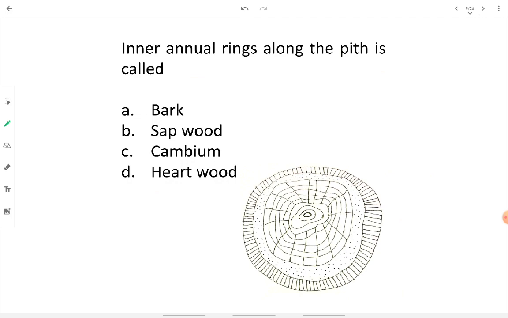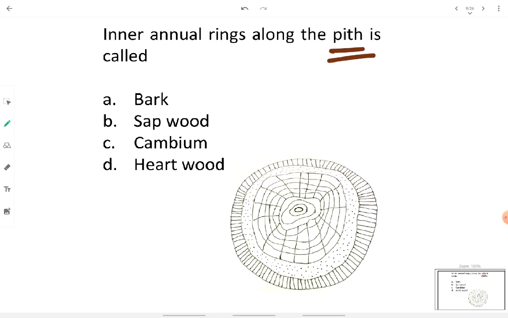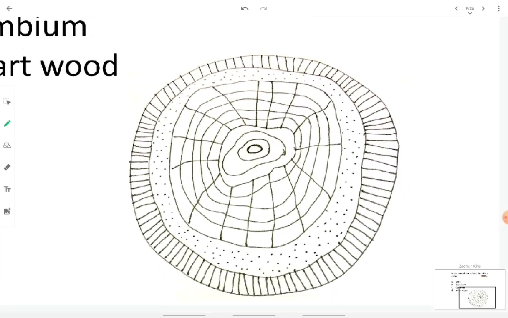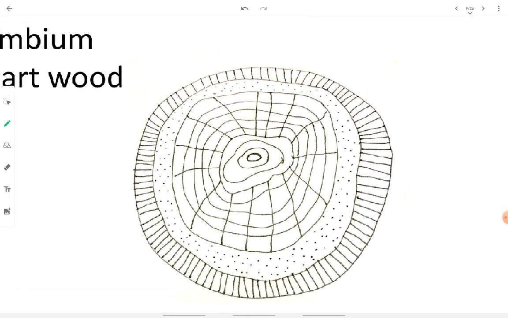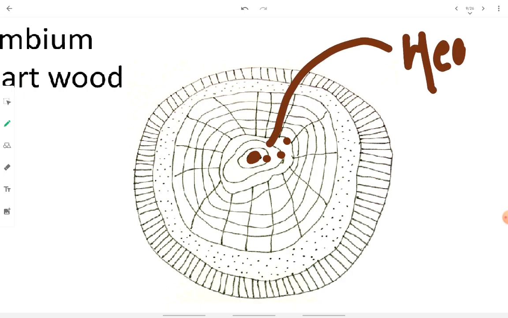Inner annual rings along the pith are called as what? We just saw what pith is. Let's see where pith is. The dark brown dot here is pith. Now the inner annual rings: ring number 1, ring number 2, ring number 3. What are these rings called? These 3 rings are called heartwood.